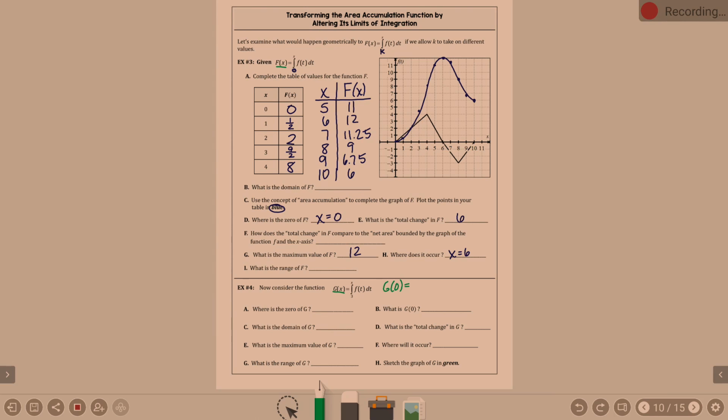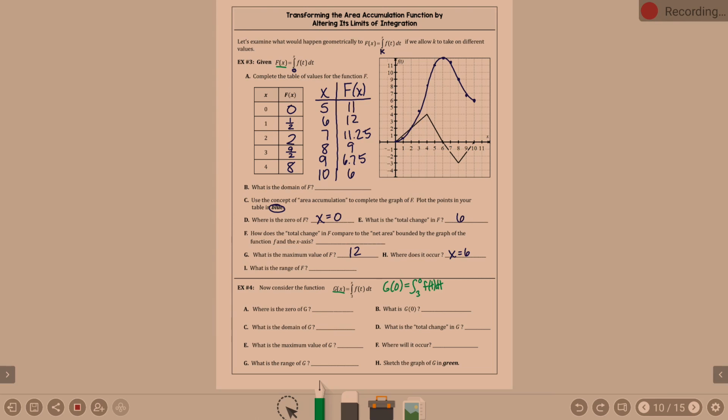So if we plug in 0, g of 0, what's that say to do? That says to do the integral from 3 to 0 of f of t dt, yes? Now, 3 to 0. What's wrong with that? Normally, what do we see? The smaller number on bottom, bigger number on top. This is reversed. If we're going from 3 to 0, that would be going backwards in a way.